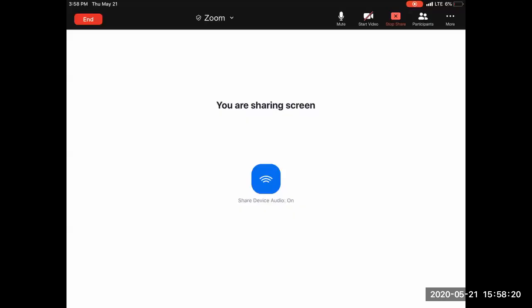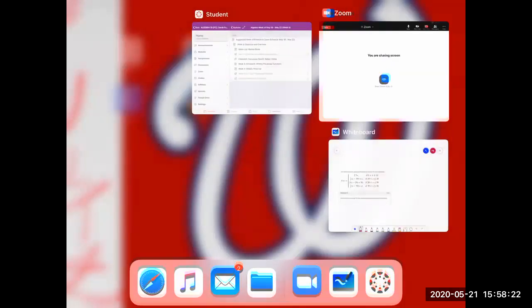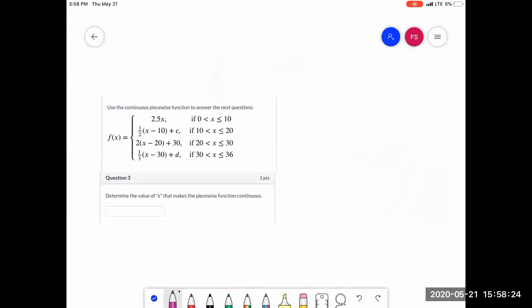In this video, we're going to go over number 3 on the piecewise functions EXA card. So here number 3 gives us a piecewise function with 4 different pieces, and it asks us to find the value of c. So what c is going to equal that makes this function continuous.